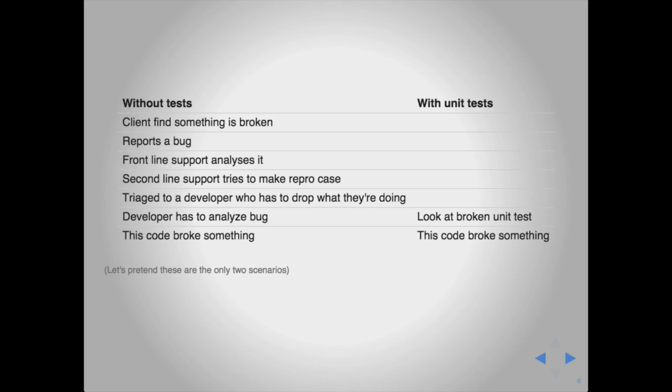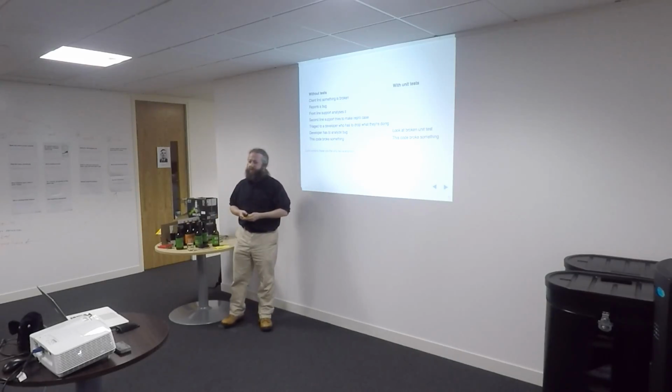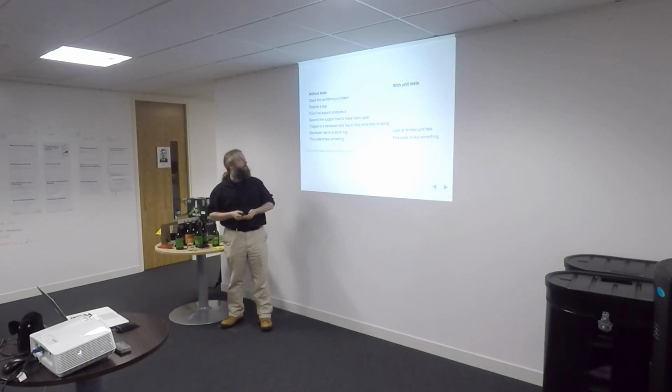So how do unit tests provide value? We all know this. When you don't have enough tests, stuff breaks in production, and the client needs to find it. They have to report a bug. They have to stop what they were working on at the time. Frontline support has to analyze it. Second line support has to make sure it's a valid bug, make a reproduce case.